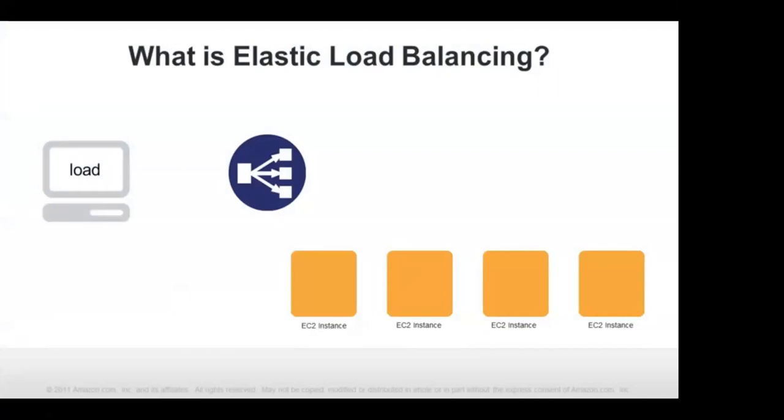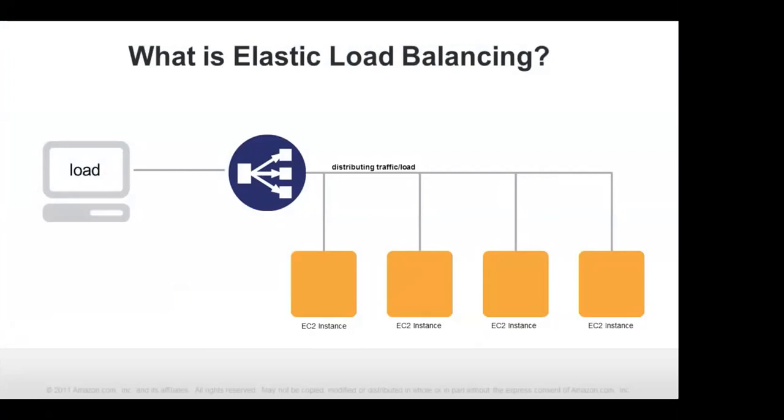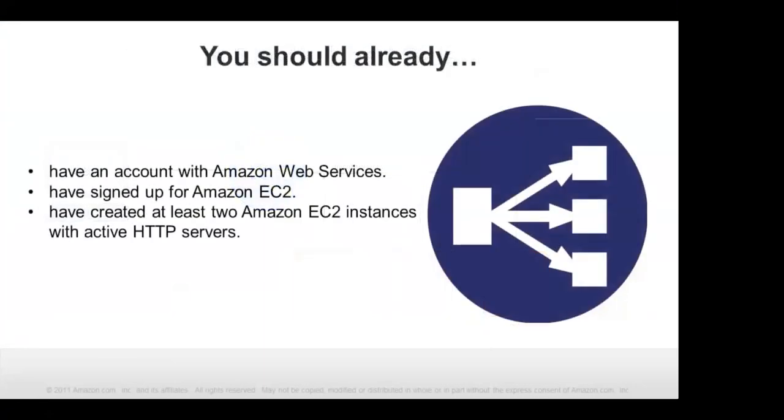Elastic load balancing improves an application's availability by distributing incoming traffic between two or more Amazon Elastic Compute Cloud, or Amazon EC2, instances. Elastic load balancing routinely checks the health of each load-balanced Amazon EC2 instance. If Elastic load balancing finds an unhealthy instance, it stops sending traffic to the instance and reroutes traffic to healthy instances. To get the most out of this video, you should already have an account with Amazon Web Services, have signed up for Amazon EC2, and have created at least 2 Amazon EC2 instances with active HTTP servers.